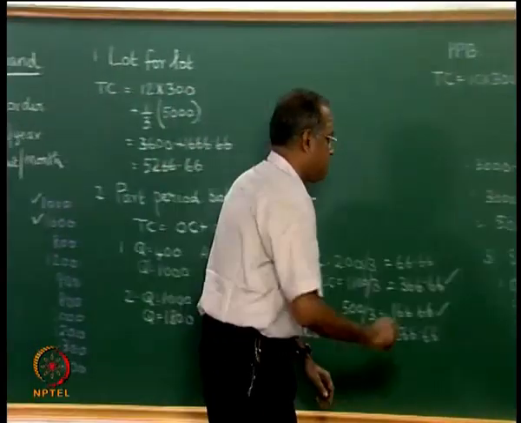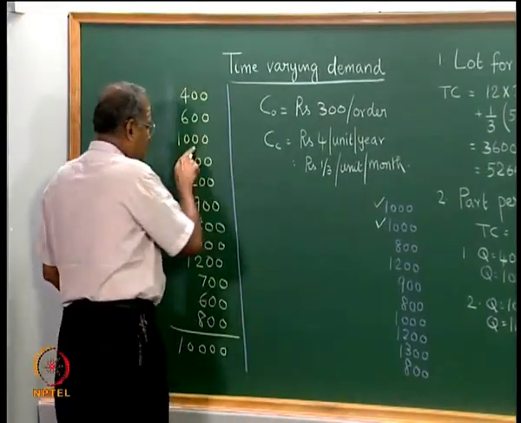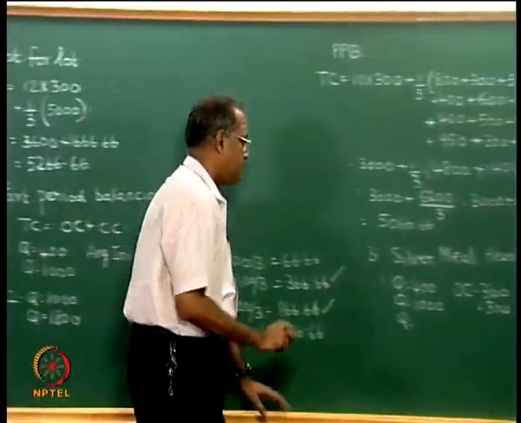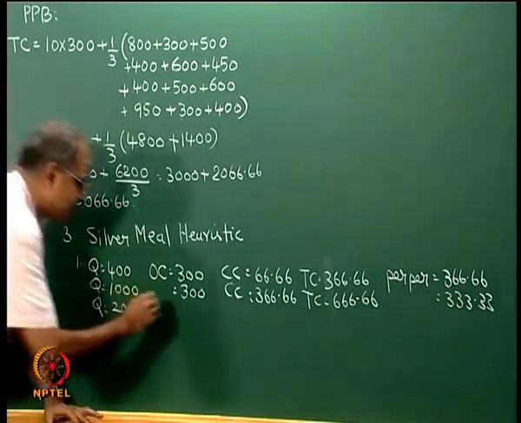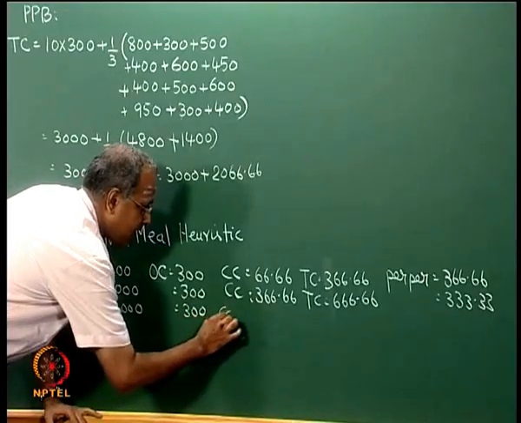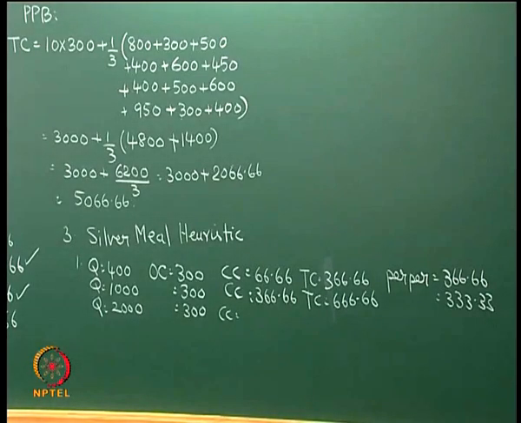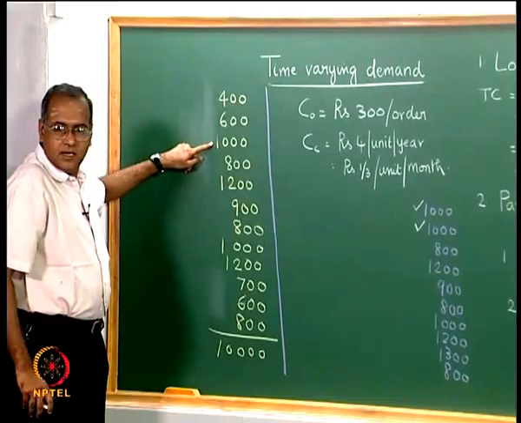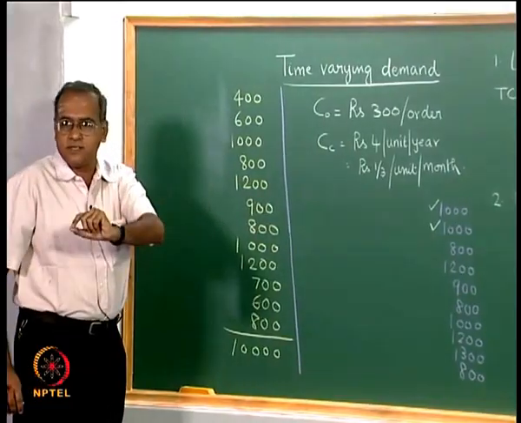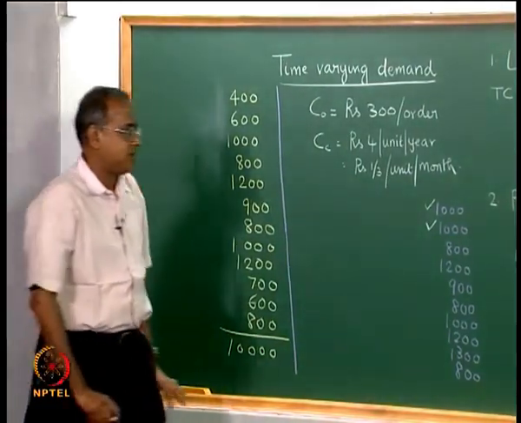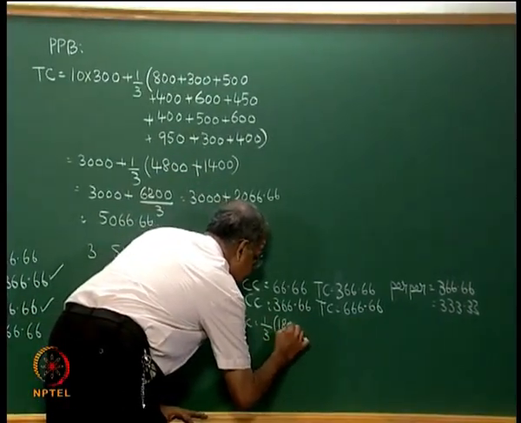So, we look at the third possibility, which is to try and order 400 plus 600 plus 1000. So, try and order 2000. Order cost is again 300. Carrying cost, we first have to find out the average inventory. So, to find the average inventory, first month we start with 2000 and we end with 1600. So, 2000 plus 1600 divided by 2 is 1800. So, this is 1 by 3 into 1800 for the first month.